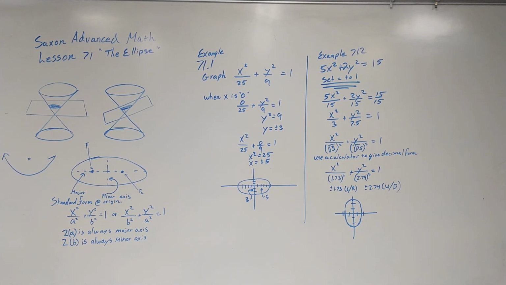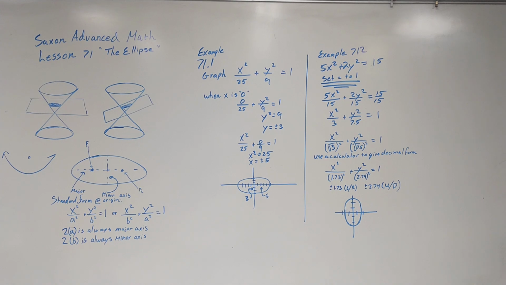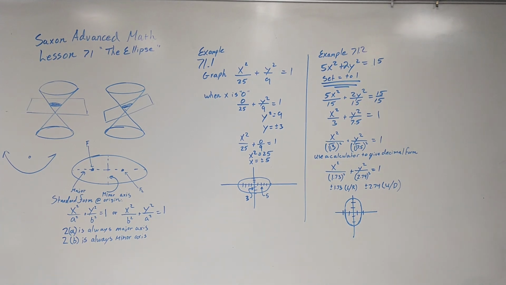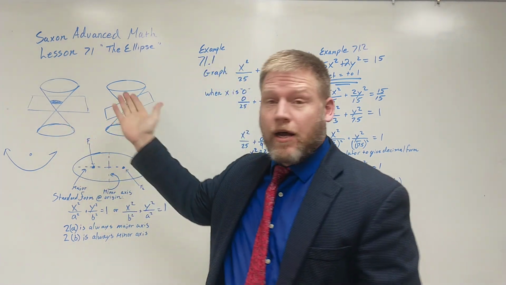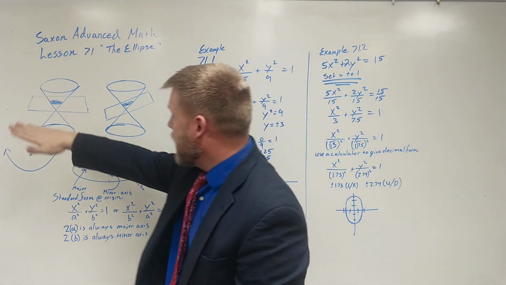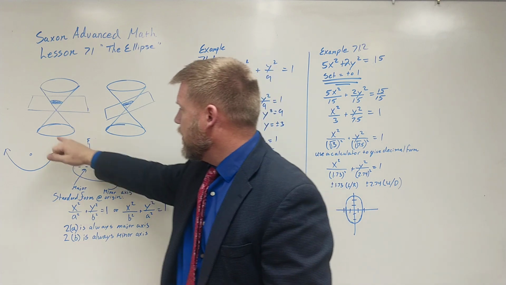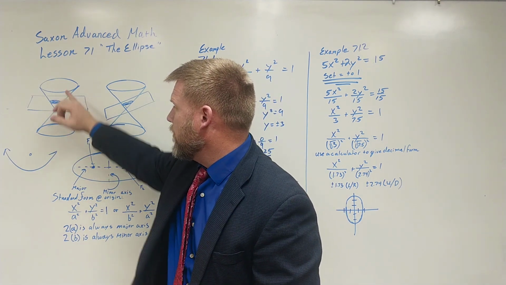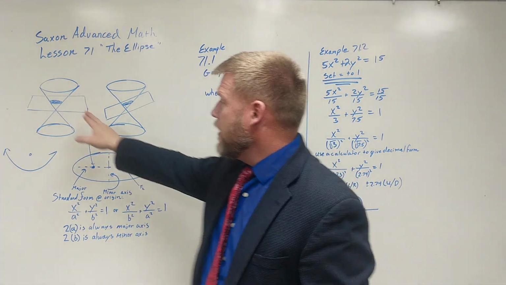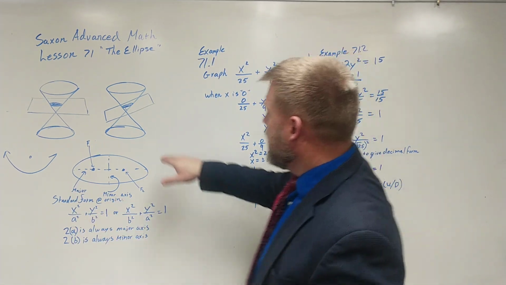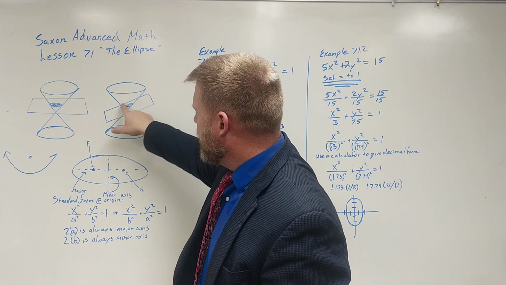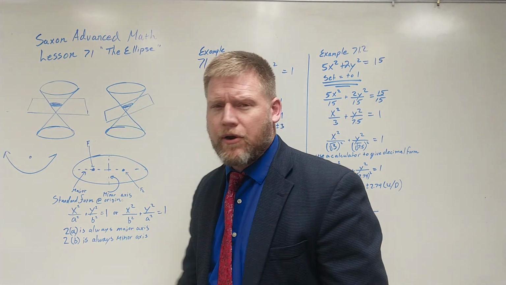This is Saxon Advanced Math, lesson 71. This is regarding the ellipse. Now we've got a conical section here we're starting with. We already know that if I were to take a conical section and split it with the horizontal plane that is parallel to either one of the faces of the top and the bottom, I'd end up with a circle. But what if I tilted that plane just a little bit? And as I did so, I would end up with no longer a circle, but an ellipse.